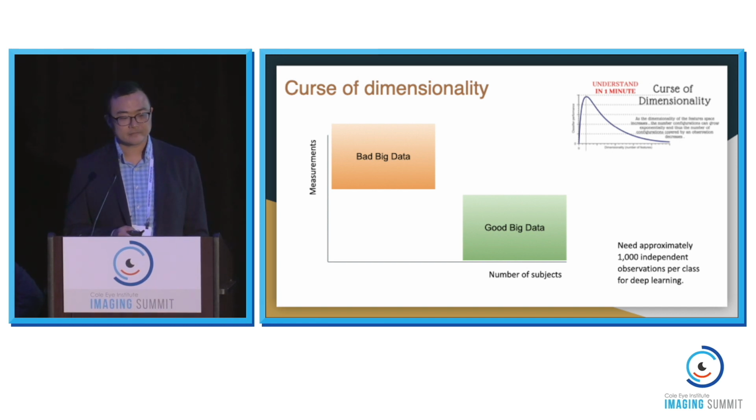of dimensionality. What you really want to do deep learning or machine learning with is a high number of independent observations with relatively few key measurements done on them. And one of the ballpark numbers is that you need about 1,000 independent observations per class or per state of a disease for deep learning.